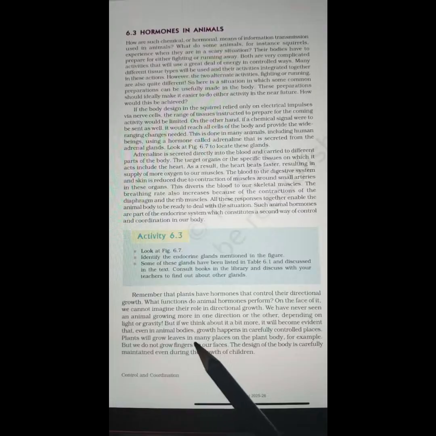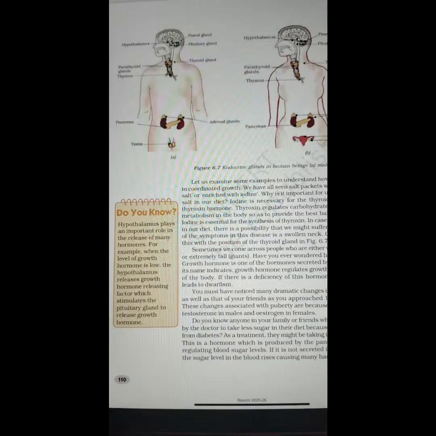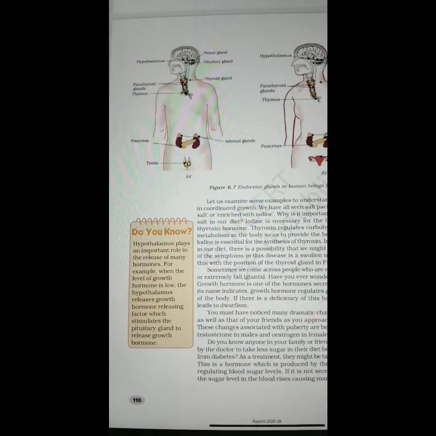Plants will grow leaves in many places on the plant body, for example, but we do not grow fingers on our faces. The design of the body is carefully maintained even during the growth of the children. So here two diagrams are being given to you, telling you the location of endocrine glands. Beginning from the head, you need to remember the pineal gland in the brain, and the pituitary also in the head. Hypothalamus, which regulates the pituitary, is located in the brain. It's a part of the forebrain.